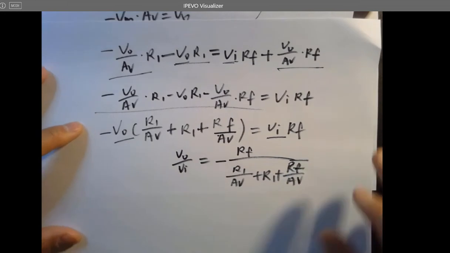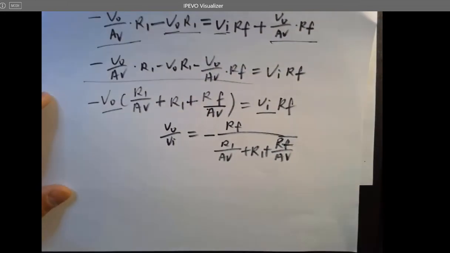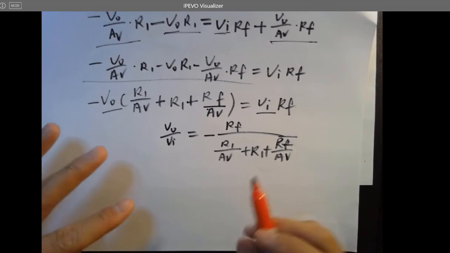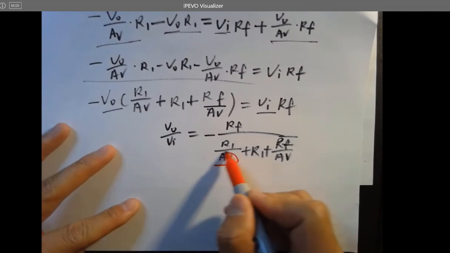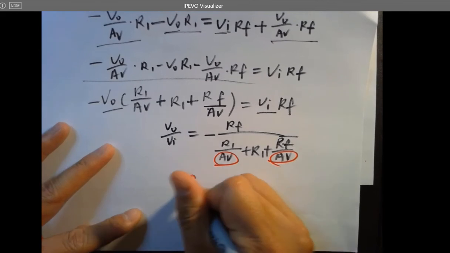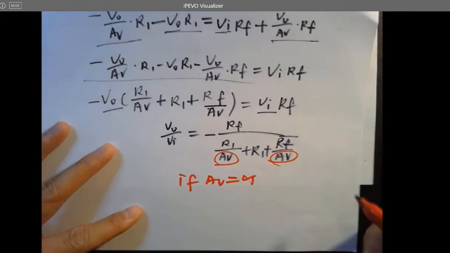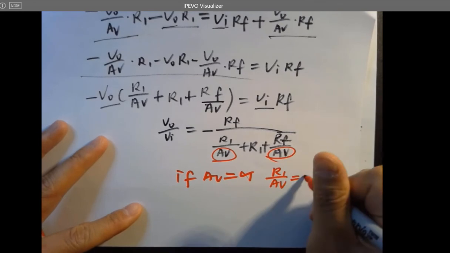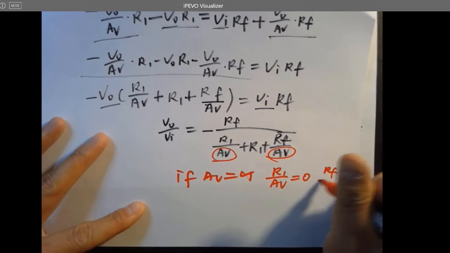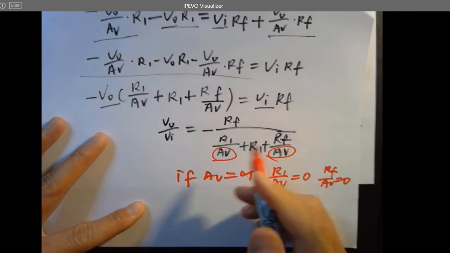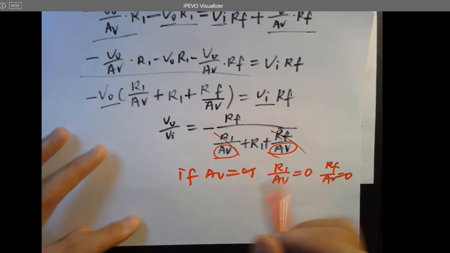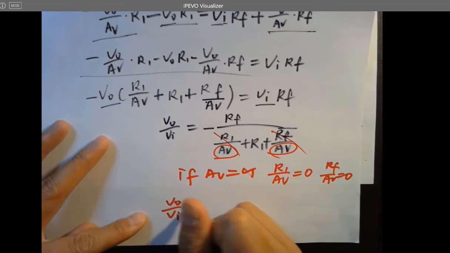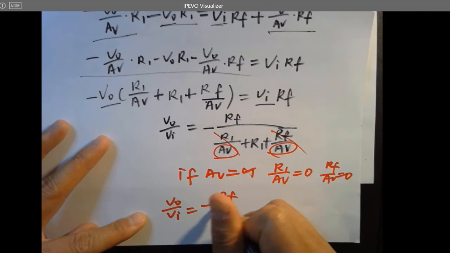Okay? Then what's going to happen? Look at this. Because AV is finite, right? So you cannot ignore these terms. So if AV is huge, what's going to happen? R1 AV will be 0 and RF AV will be 0 too. So you are getting the two zeros. You can cancel them out. So V over Vi eventually will be RF over R1.